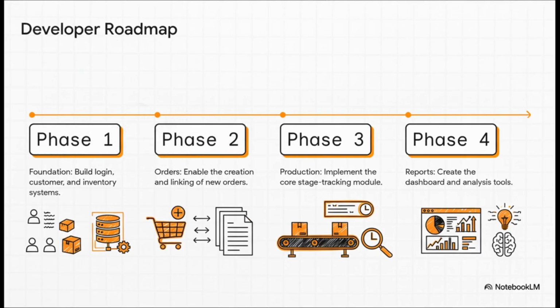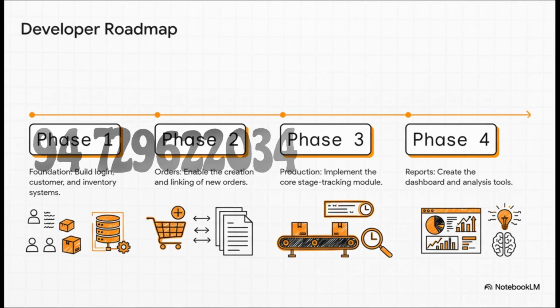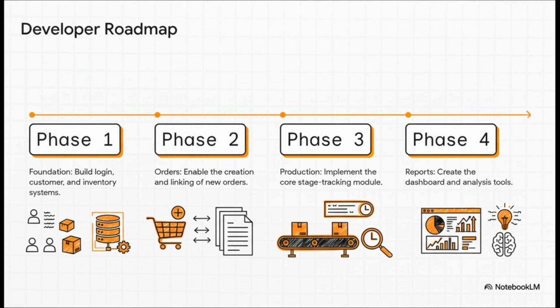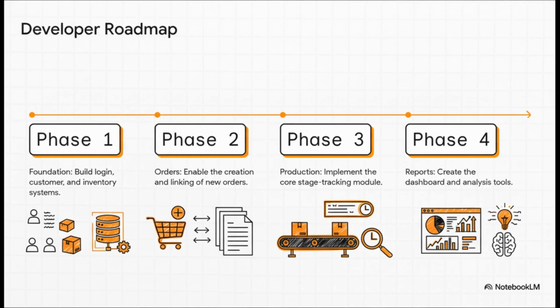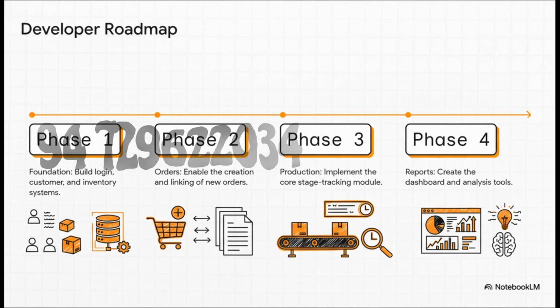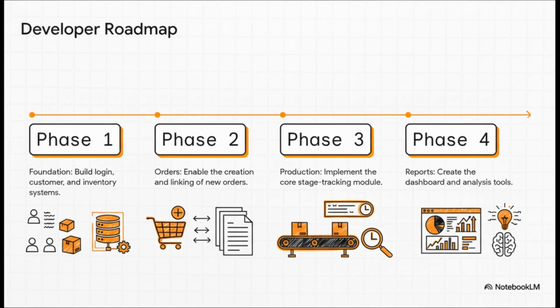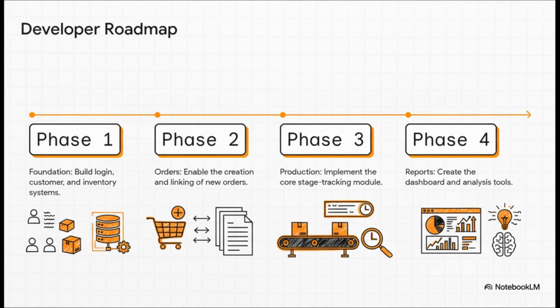It's a phased approach, and it's incredibly clever. You start with the absolute foundation: logging in, managing customers, tracking inventory. Once that's solid, you build the ability to take orders. Then you track them. And only at the very end do you build the fancy reports. This way, the project gets built in logical, testable chunks, which makes everything way more manageable.